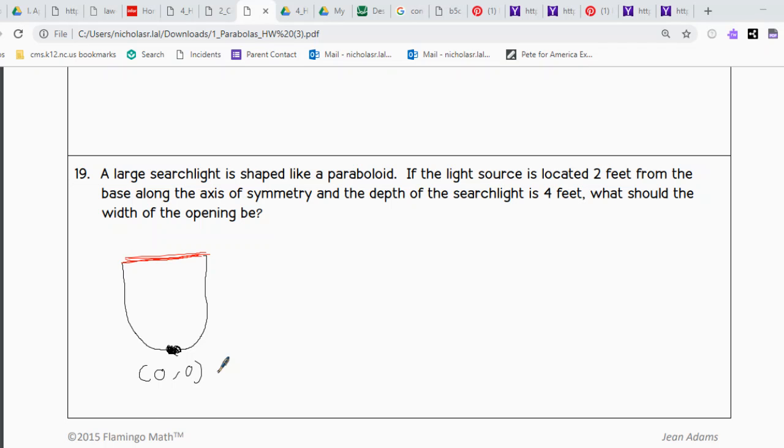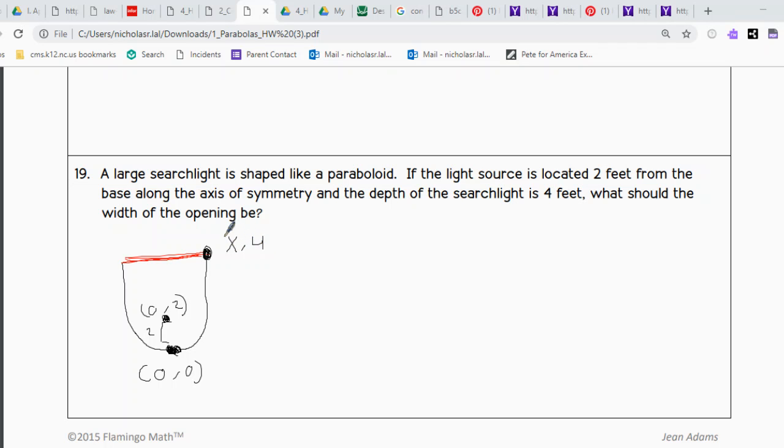I'm also going to say that our focal length, right? The light source is 2 feet from the base, so our focal length is c, and c is 2. So our focus is at 0, 2. Then the depth of the searchlight is 4 feet, which means this point has a y value of 4. So we don't know the x value, we know the y value is 4.